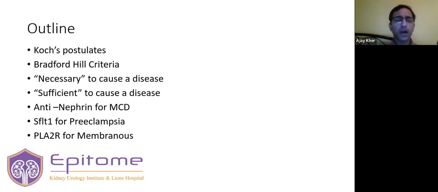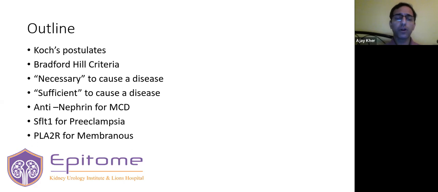Okay, so the outline is going to be in terms of proving causation. I think two things that we should keep in mind are Koch's postulates and Bradford Hill. So I'll go a little bit about it. Another two concepts are a cause or a factor can be necessary to cause a disease. It may be sufficient to cause a disease, and it may be necessary and sufficient to cause a disease.